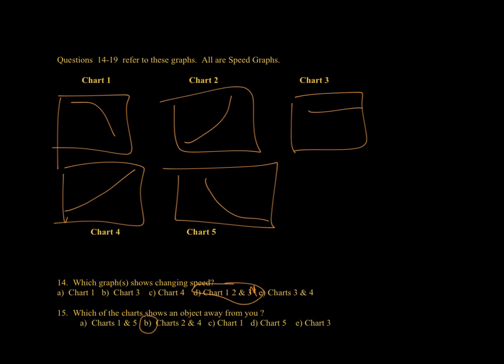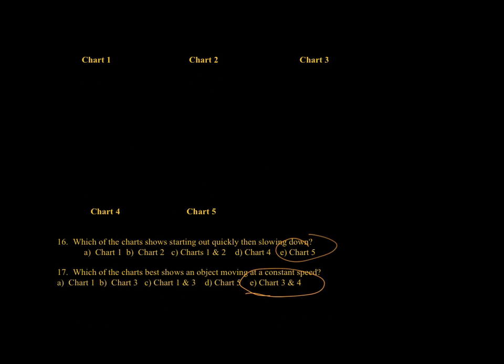And then an object moving away from you would be charts 2 and 4. Anytime the distance, we're assuming you are the reference point, so from your point of view, if it goes up to the right, that means the distance is getting greater up and to the right. So that would be charts 2 and 4. So I'm not going to redraw the charts, but something that starts out quickly and then slows down would be chart 5, because it starts out at sort of a steeper slope and then levels off a little bit toward the, down and to the right.